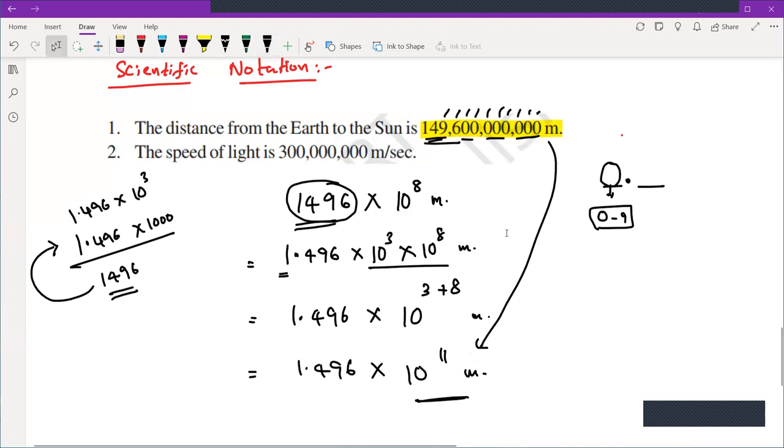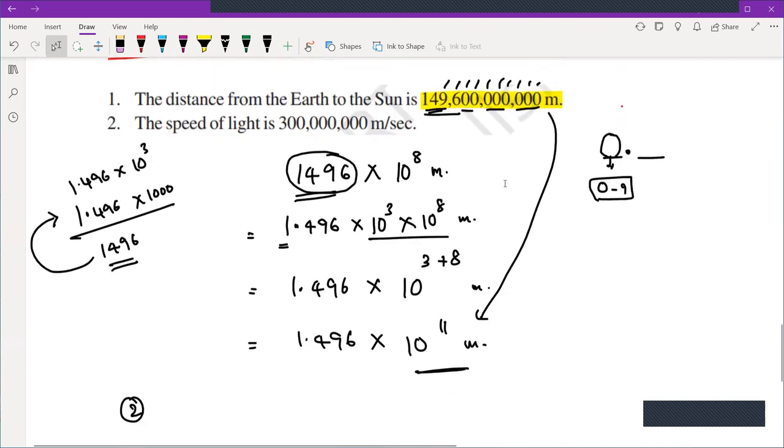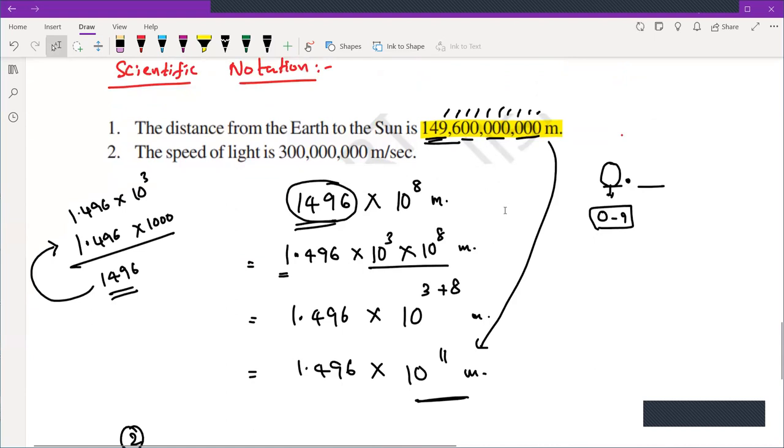So let's see the next one. The speed of light is 3 millions, no? Or 300 millions.